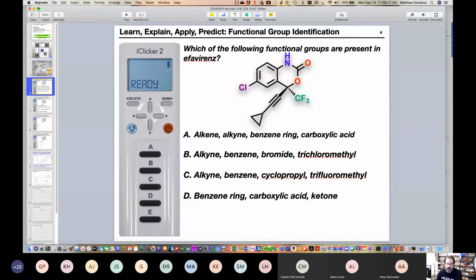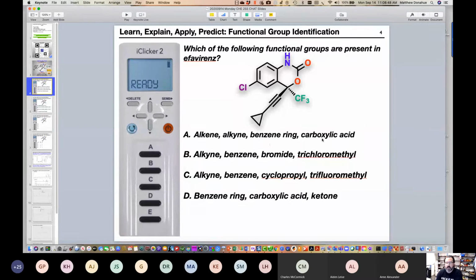So we have an alkyne. Again, that's a carbon-carbon triple bond. We have a benzene ring. We have a cyclopropyl group. We haven't talked about that nomenclature yet, but we know that propane is a three-carbon unit. Cyclo means a ring. So that's a substituent, cyclopropyl, and then trifluoromethyl. We see a methyl group here with three fluorines, so that's the trifluoromethyl.